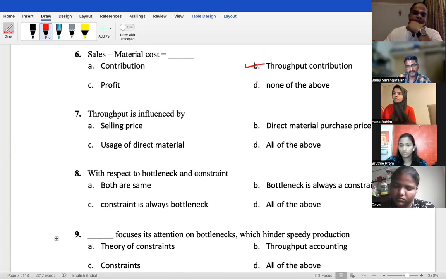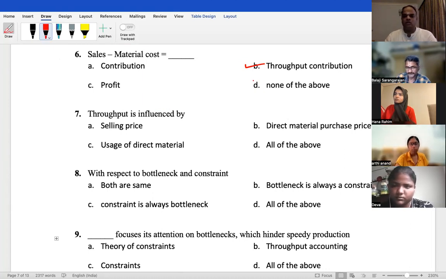Throughput is influenced by selling price, direct material purchase price, utilization of material, all of the above. All of the above.